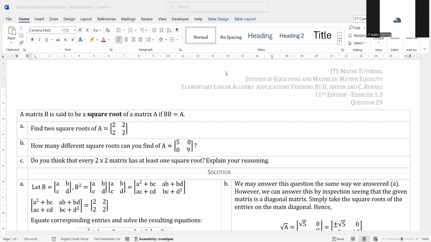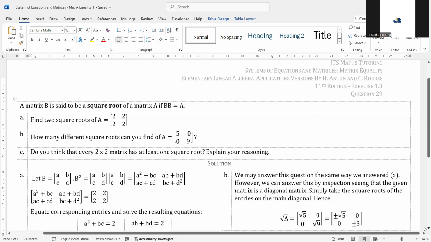Right, let's get started. A matrix B is said to be a square root of a matrix A if B squared is equal to A. So find the two square roots of A. How many different square roots can you find of A? Do you think that every 2 by 2 matrix has at least one square root? Explain your reasoning. All right.